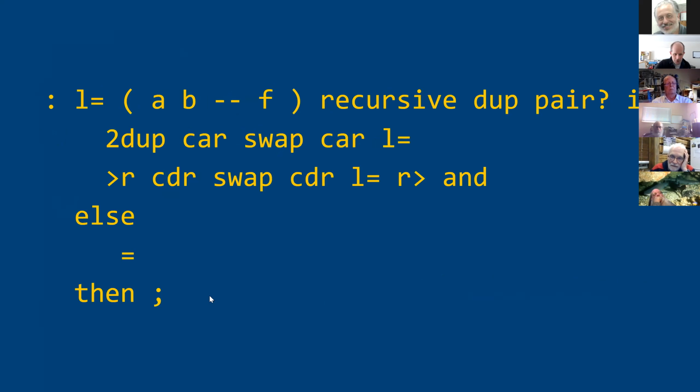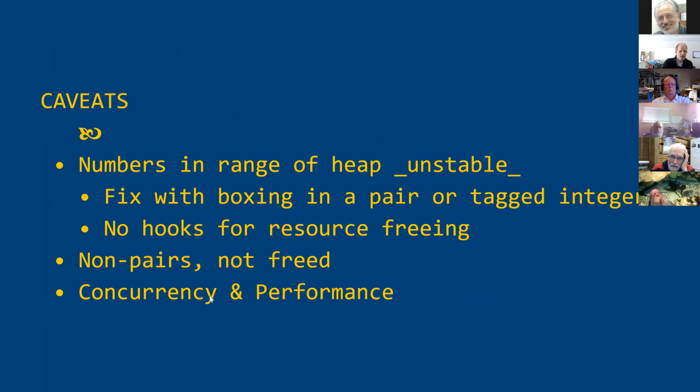This will be useful later. You can build up and check for recursive equality. There's a bunch of caveats to this, because I'm assuming that numbers... I'm assuming that if something looks like a pair, it is a pair.